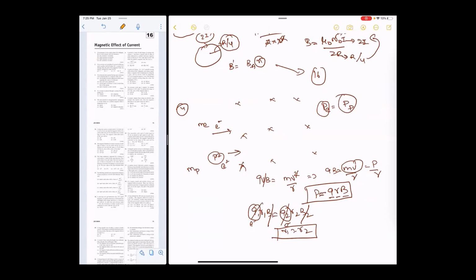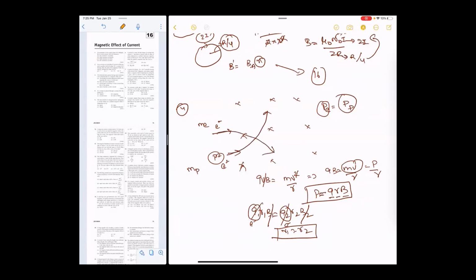But what is the difference? In which direction will the electron bend? Tell me the direction. Right hand thumb rule. So right and inside, it should be up. So the proton will bend up. Electron is a negative charge, so it will bend down.